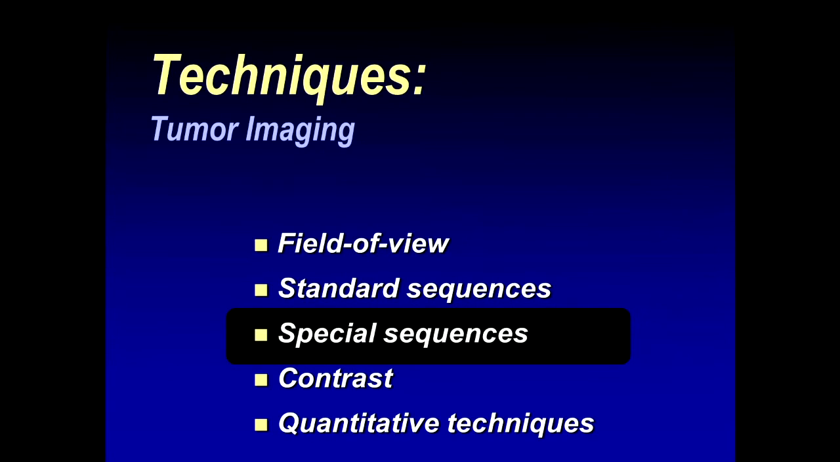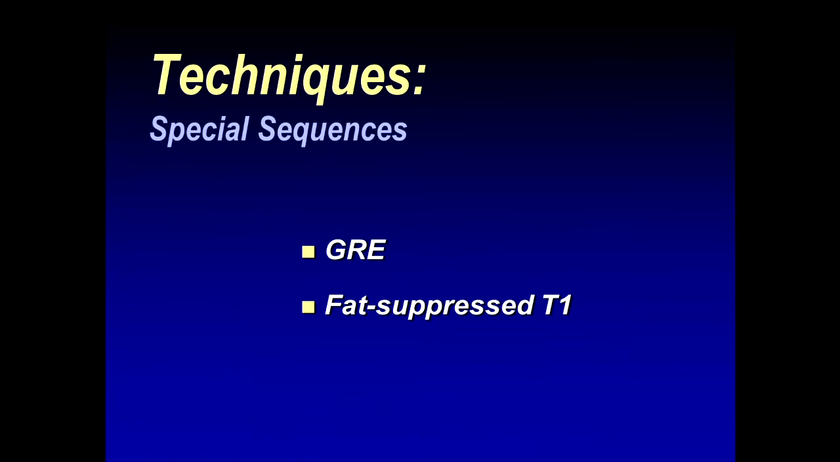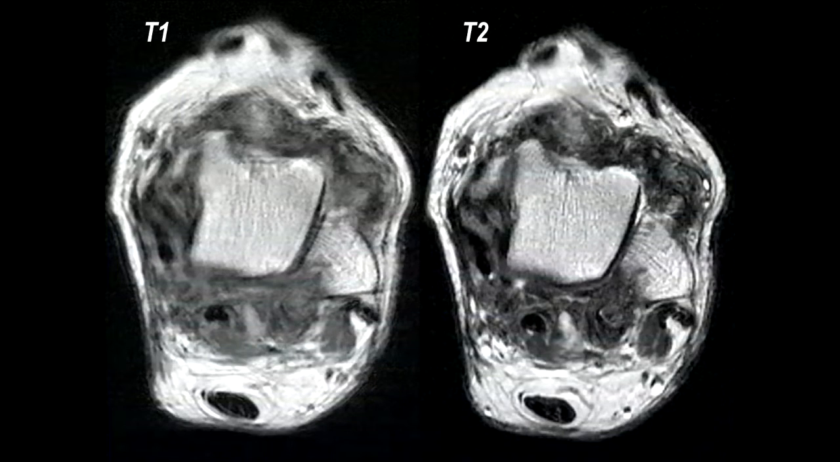In addition to our standard sequences, there are some special sequences that can be used quite commonly. Ones that we use most frequently are gradient images, which are really very nice to pick up hemosiderin or evidence of previous hemorrhage, as well as fat-suppressed T1 weighted images. And we certainly use gradient very frequently.